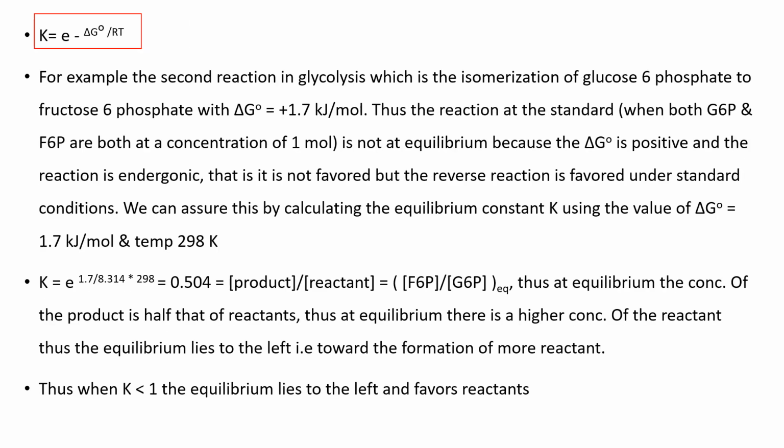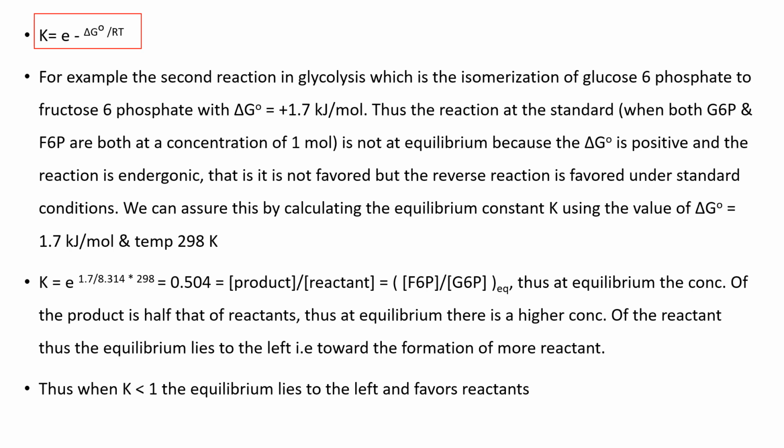For example, the second reaction in glycolysis, which is the isomerization of glucose 6-phosphate to fructose 6-phosphate with a delta G node of plus 1.7. Thus, the reaction at the standard conditions is not at equilibrium because delta G node is positive, and the reaction is endergonic. It needs energy. That is, it is not favored, but the reverse reaction is favored under standard conditions.